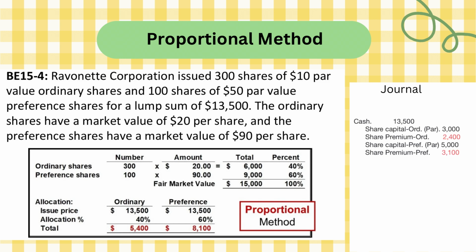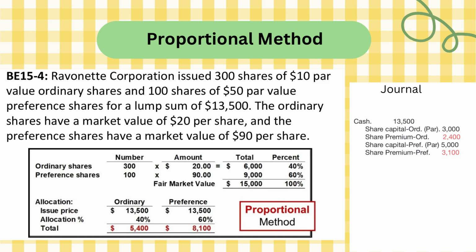So now the total for the ordinary is 5,400, which is here, and the total for the preference is 8,100. Now if I add them up, I should get 13,500. So 500 and 3 plus 2, 5 plus 5, 10 plus 3 is 13, so it's correct.